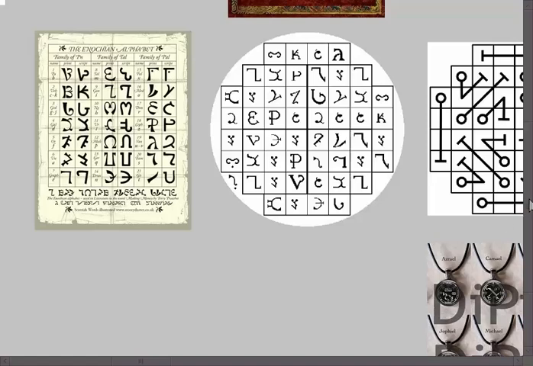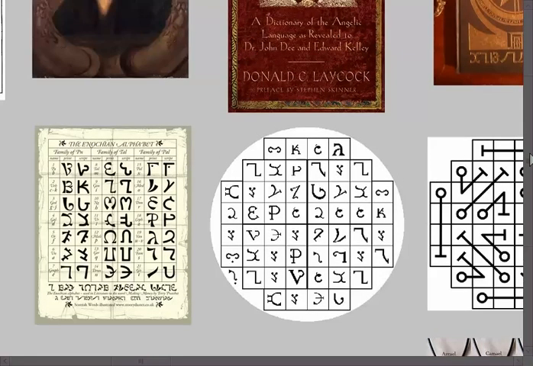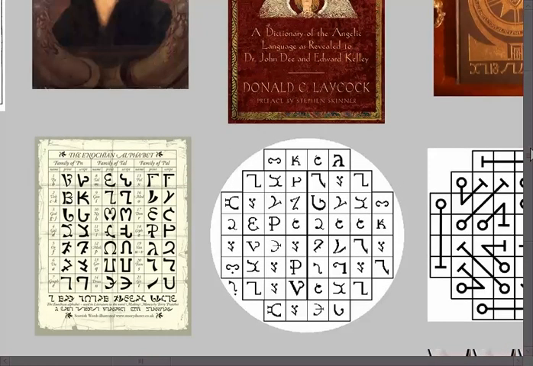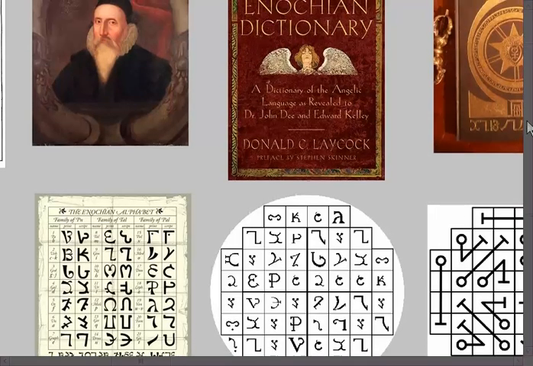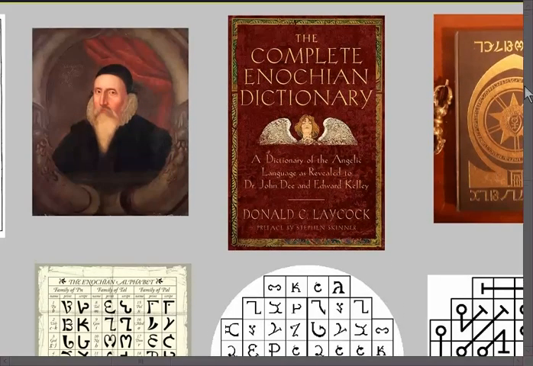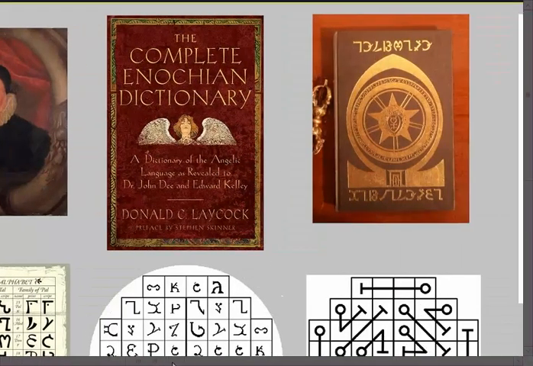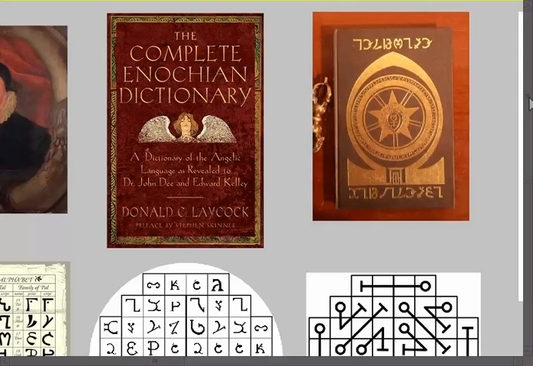For the purpose of finding out the mysteries of the universe, he made a language, the Enochian language. You can see here the Enochian dictionary. I actually had this dictionary. This actually just says Enochian dictionary in Enochian. It doesn't actually say the actual words for dictionary. It just says it in English with those letters.